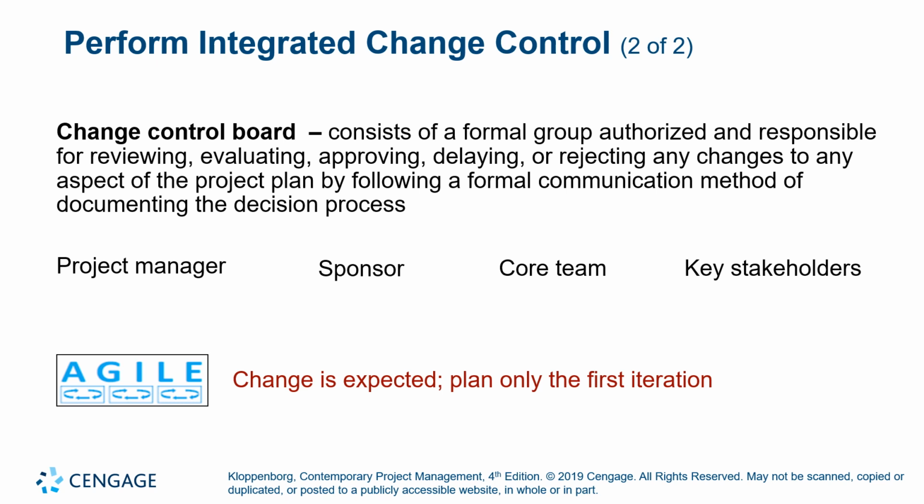In an agile project, change is expected. The plan is only the first iteration. So there's always going to be changes based off of the iterations, which in an agile project last from 2 to 4 weeks.